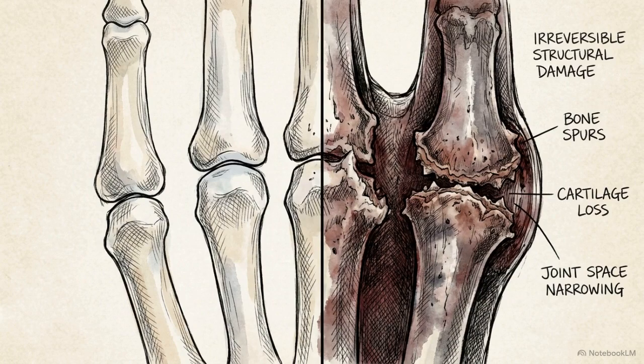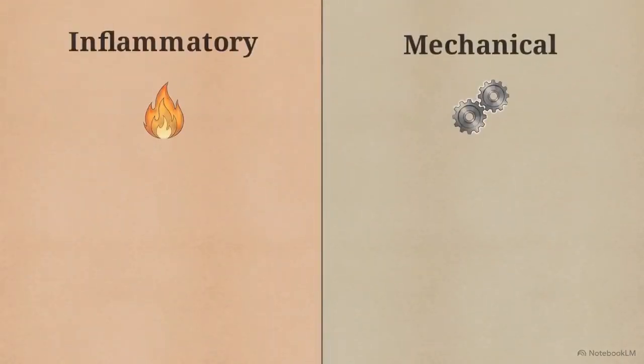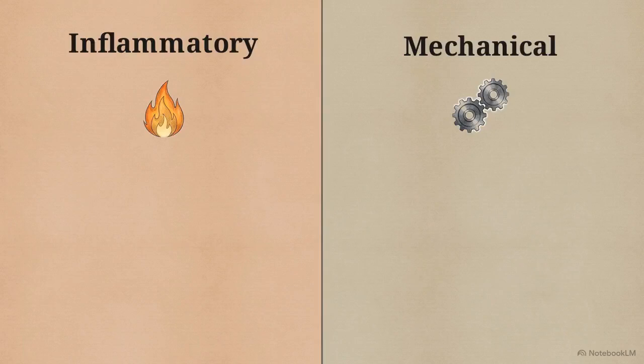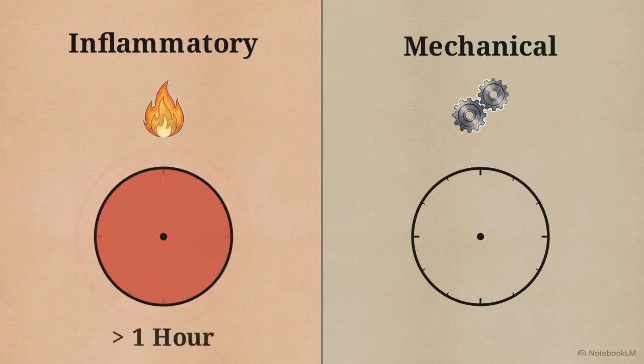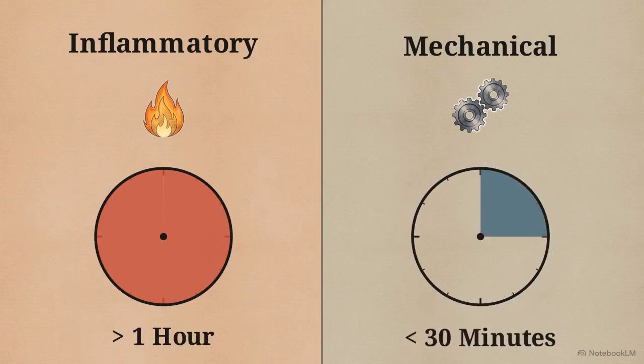in irreversible damage. This split-screen graphic illustrates the primary bifurcation in our decision tree, distinguishing inflammatory autoimmune disease from the non-inflammatory, mechanical wear of osteoarthritis. The most critical differentiator is the duration of morning stiffness. Notice the strict thresholds. Stiffness lasting over an hour indicates fire, while stiffness resolving in under 30 minutes indicates friction.